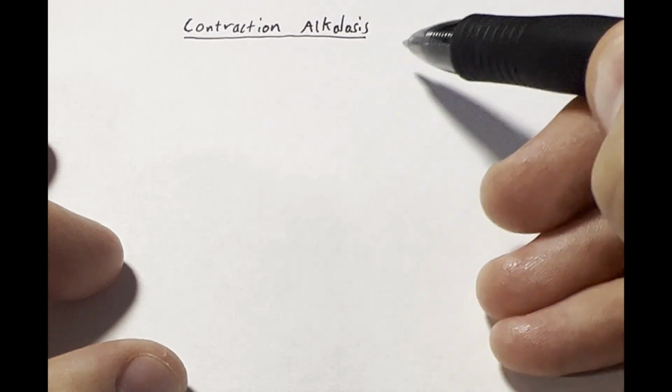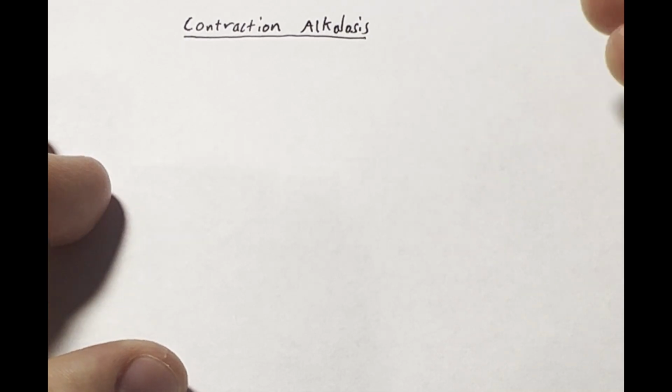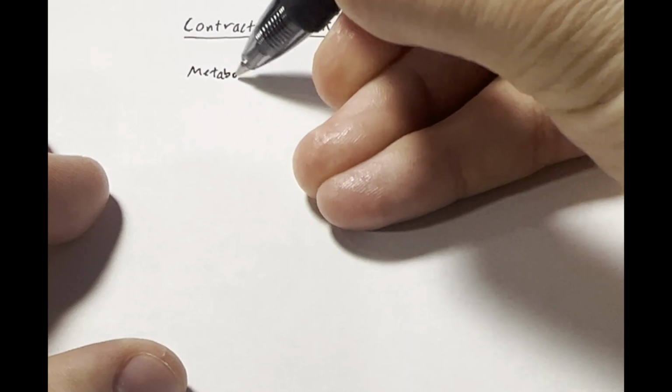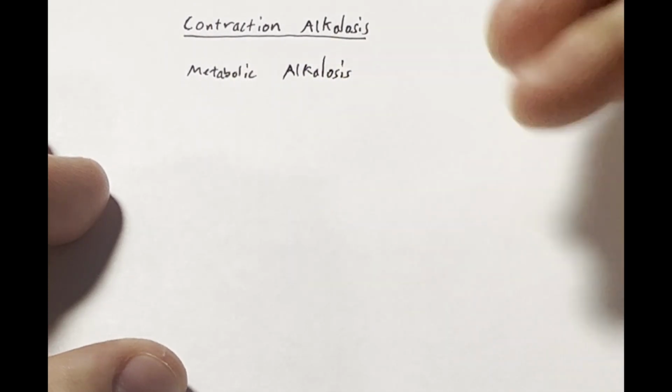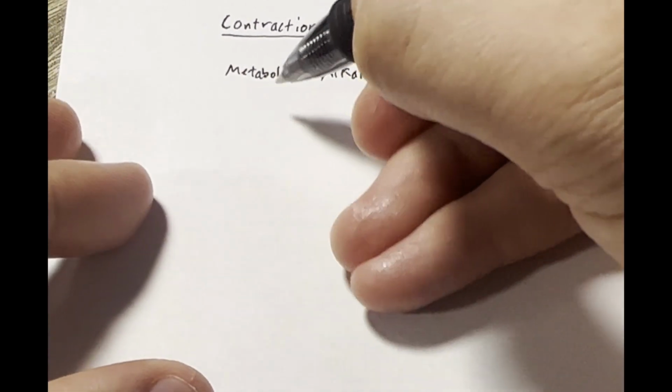So this video, like the title says, is going to explain very quickly and very briefly what a contraction alkalosis is. First things first, what you need to know is that it is a metabolic alkalosis. And just a quick review, this is certainly going to be in another video, but what do you need to know about that?